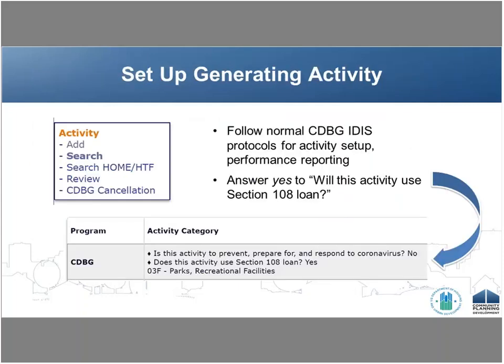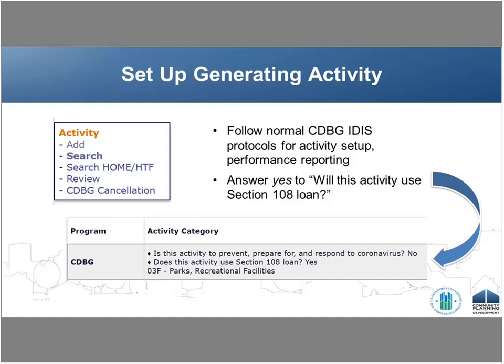So we're going to now look at setting up the generating activity. So you are now going to be in the plans, projects, and activities main menu from the blue bar, and you will see activity on the left-hand bar. So at this point, you'll go ahead and click add an activity, and you will start with the basic information on the activity, the name of the activity, and then when we get to the program, this is where we have to look and make a couple of changes under the activity category.